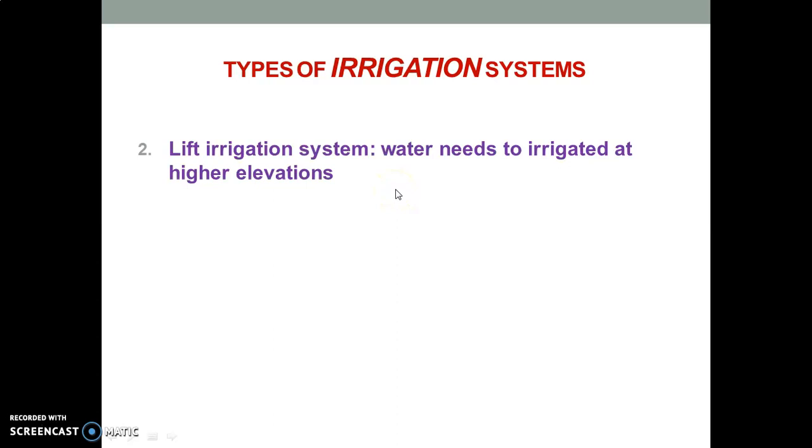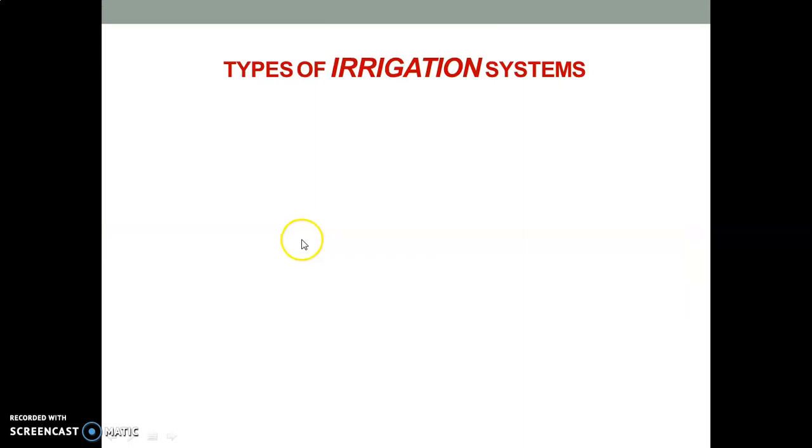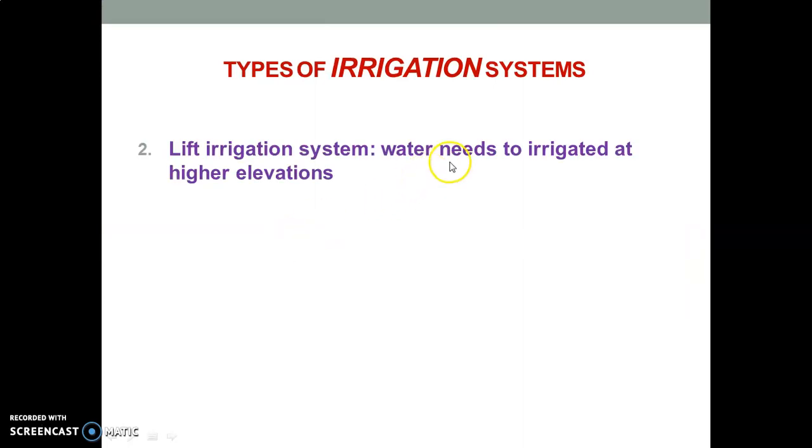Next irrigation system is the lift irrigation system. Okay, we are seeing based on availability of irrigation water. First type was flow irrigation system, which used conveyance using gravity. The second type is lift irrigation system. That means water needs to be irrigated at higher elevation.